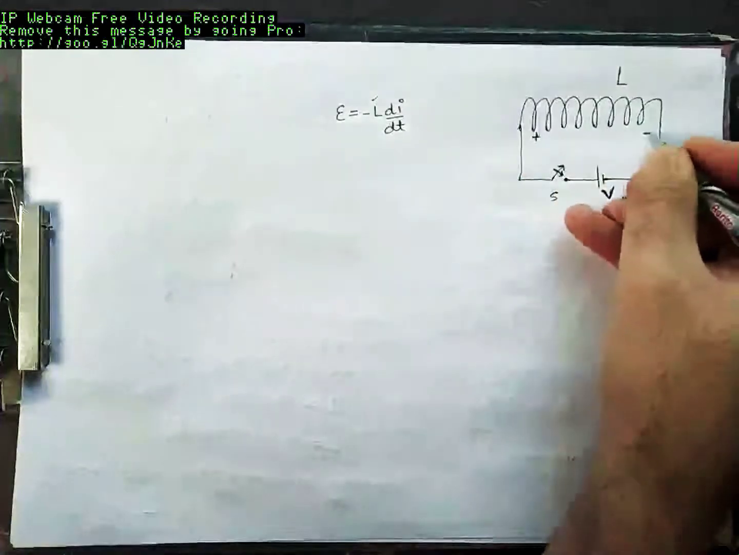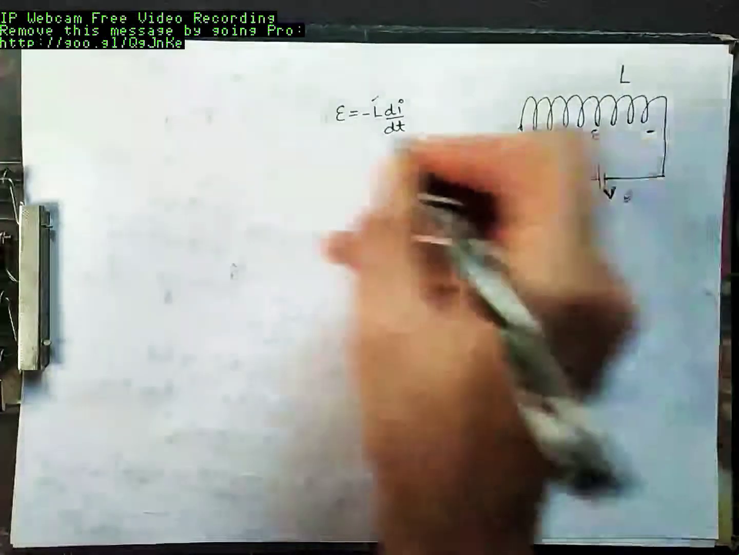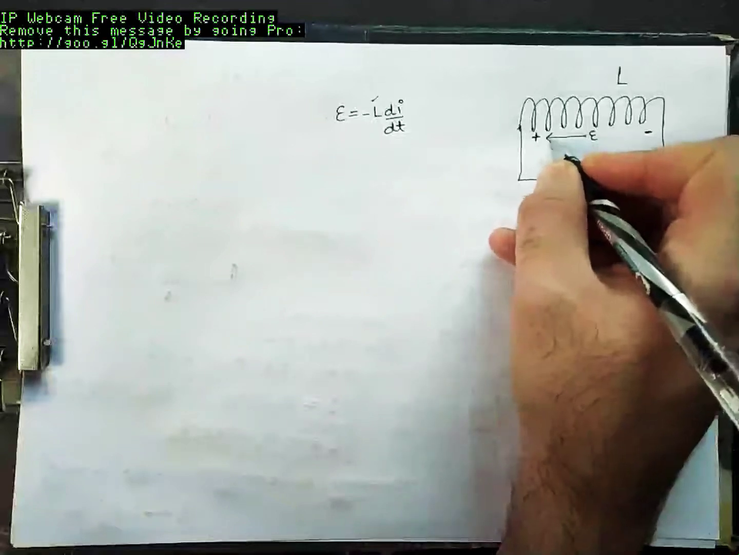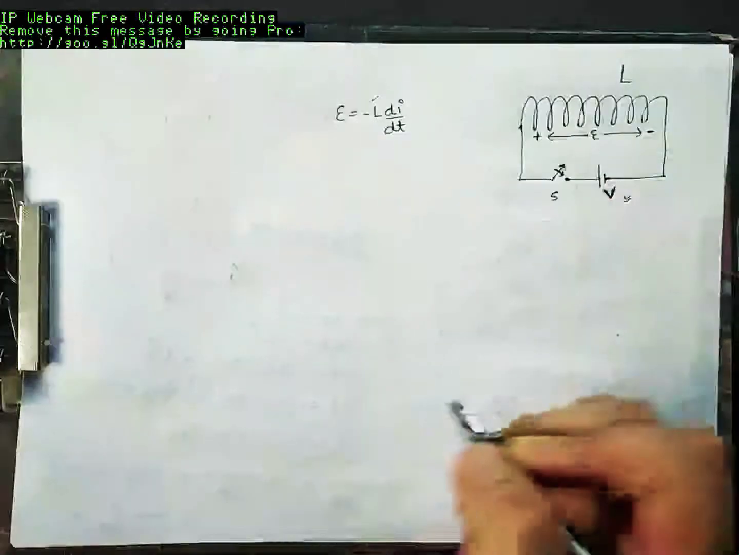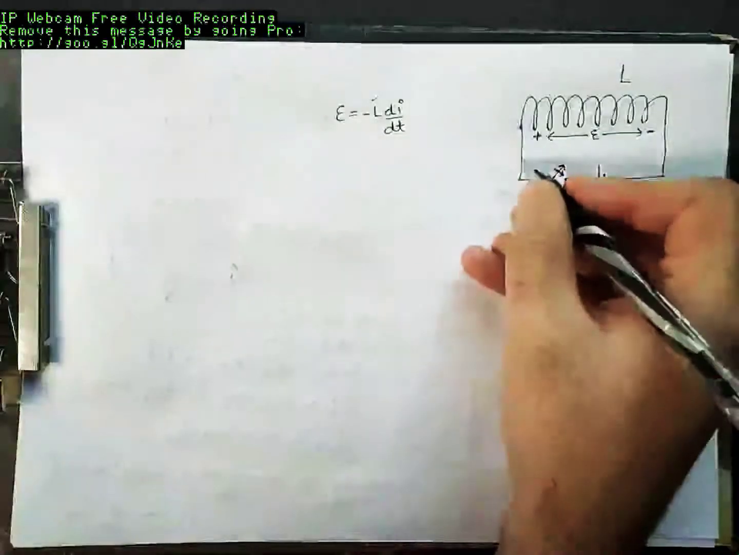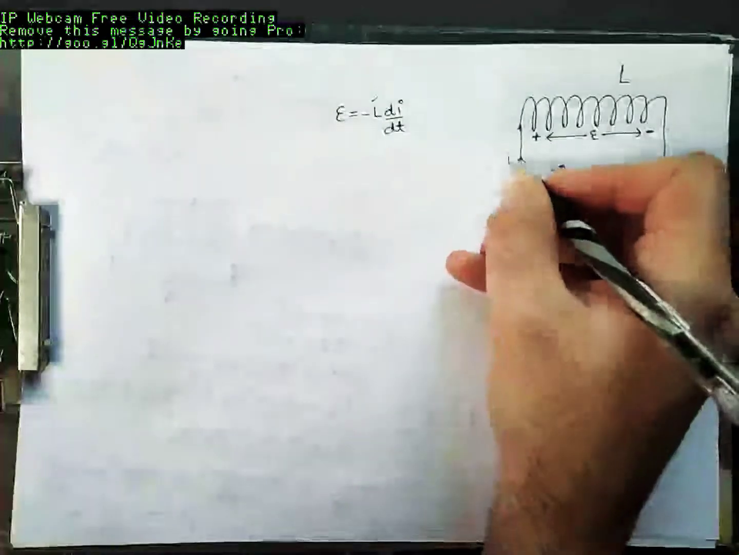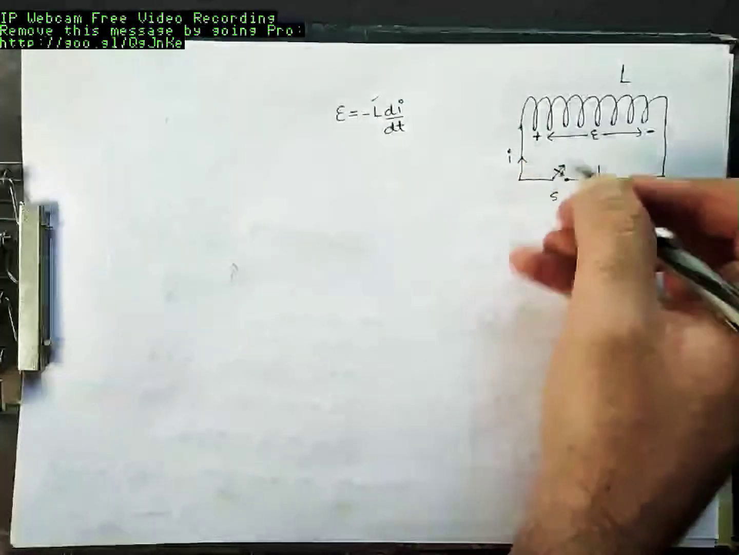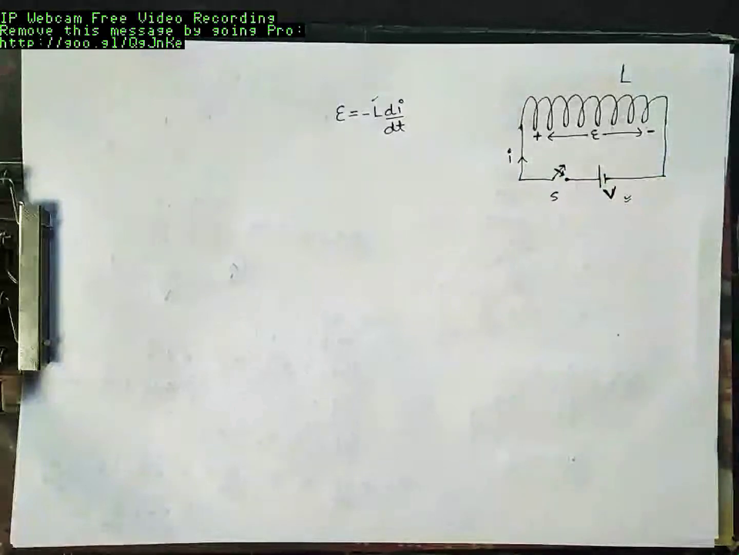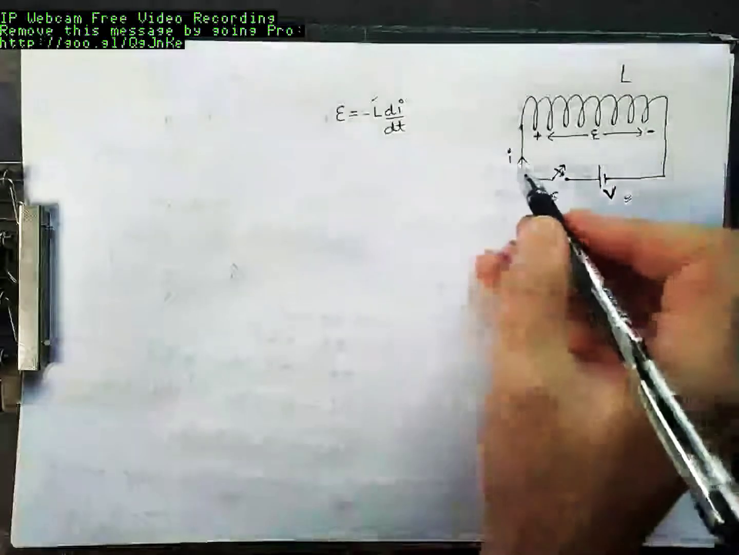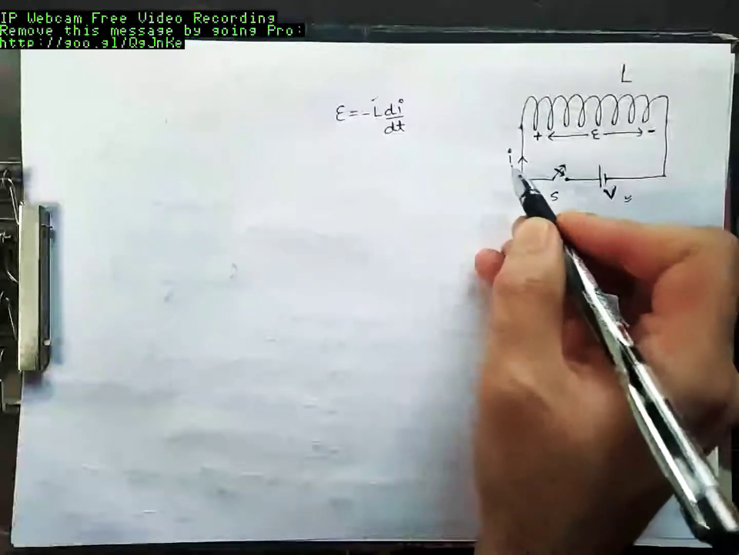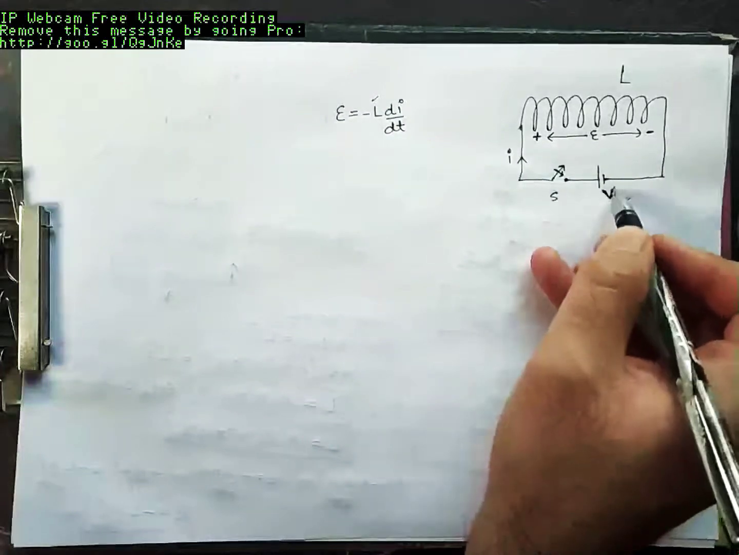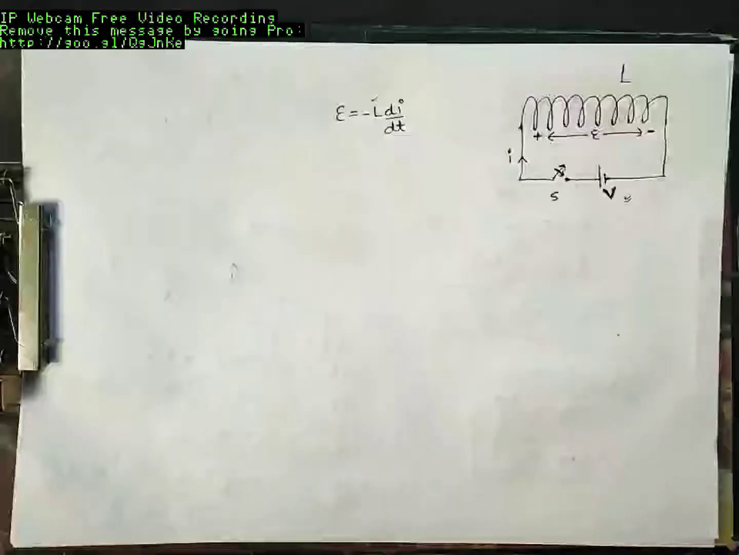Against this voltage, this E voltage will be induced here. This voltage is opposing, otherwise current would have started to begin here in this direction, but this will oppose the current. It won't allow this current to increase. But in order to push this current through the circuit, this voltage source V will have to put in some work.